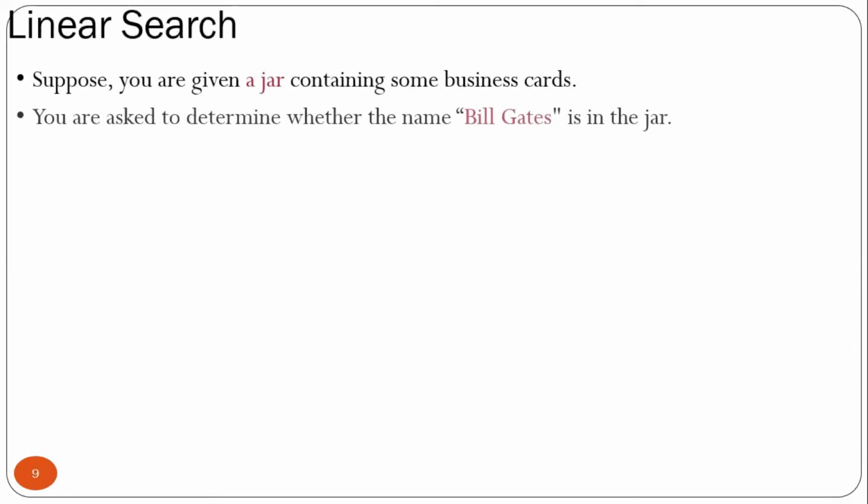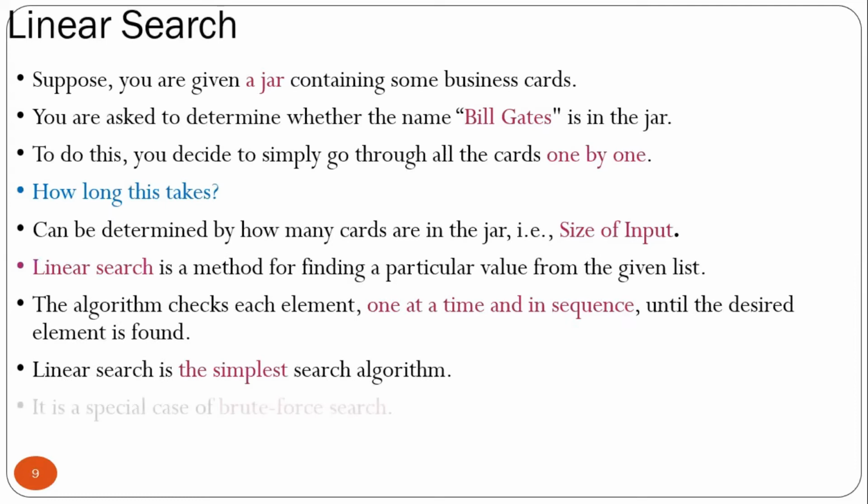Then is the linear search. I already told you that there is a box or a jar which contains some business cards, and I want to search the name Bill Gates in the jar. To do this, we have to simply go through all cards one by one, and how long this will take could be determined by how many cards are there in the jar. It depends on the size of the input.